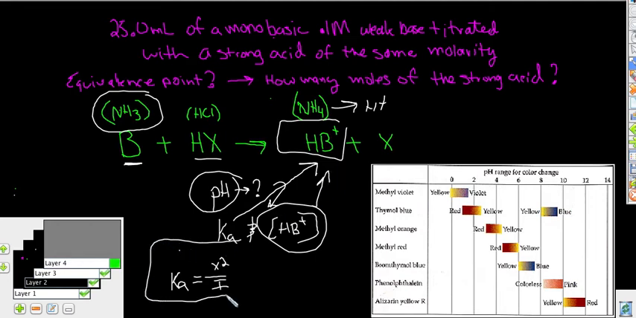So you could use this equation right here, plug in the Ka, and figure out the concentration of the hydrogen ions that you would have if you know the initial concentration. So you would need those two factors. You would need the Ka and the initial concentration. But if you had those, you could actually find the pH at the equivalence point.